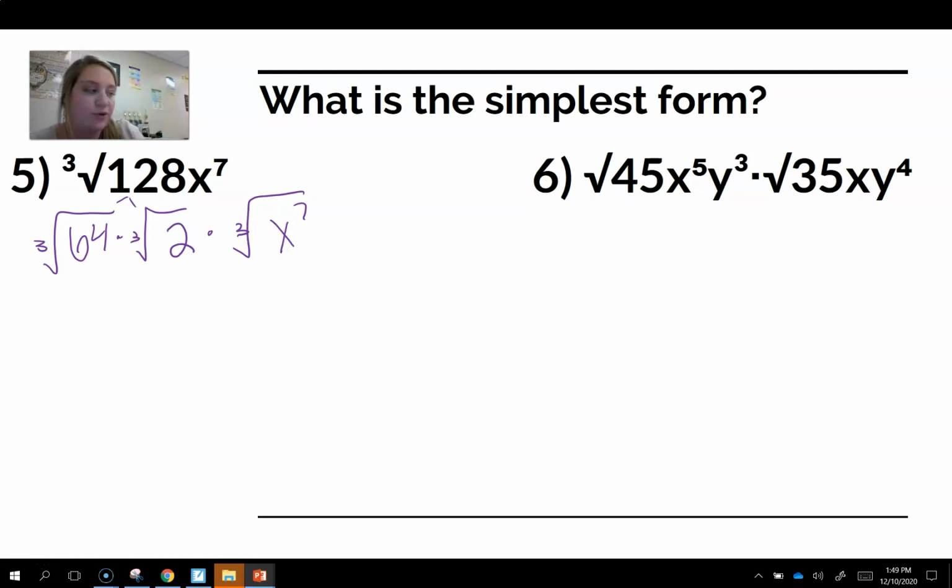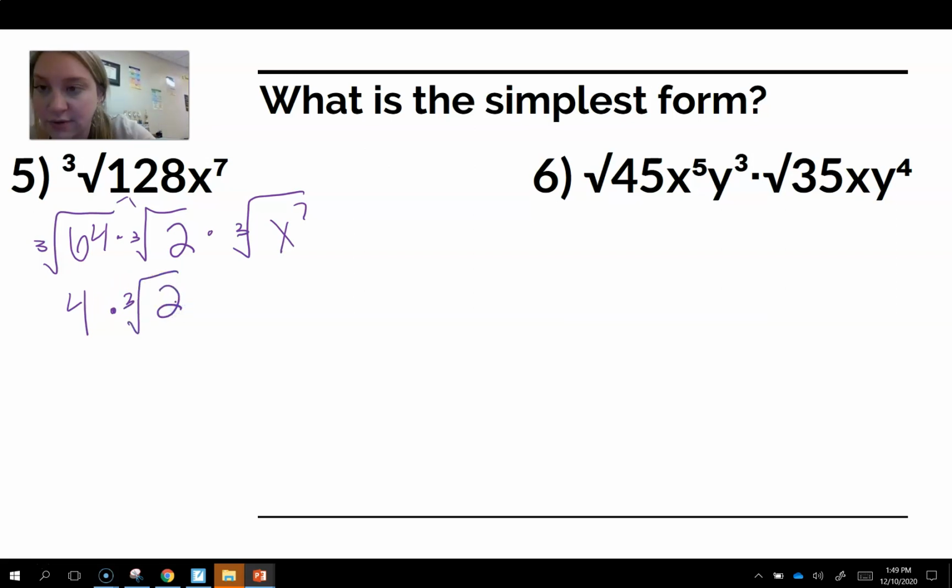All right, the cube root of 64. Let's see if that works. So, math, cube root of 64. It does. The cube root of 64 is the number 4. So this equals 4. There is no cube root of 2, so that stays the cube root of 2.